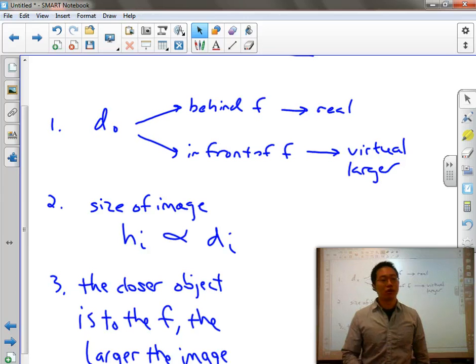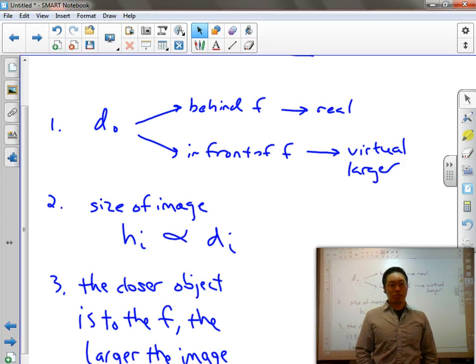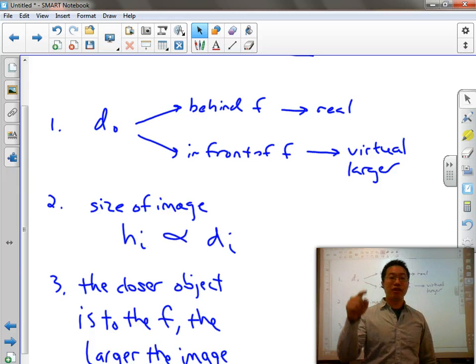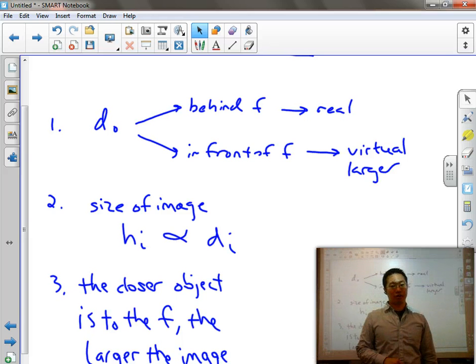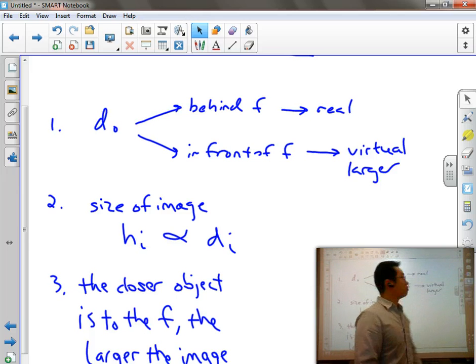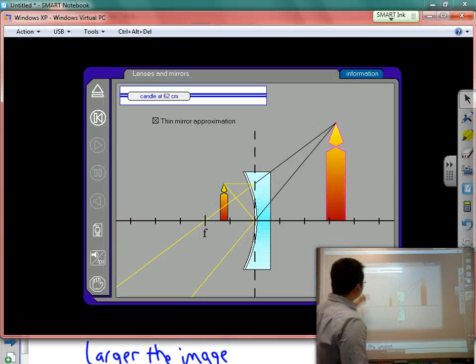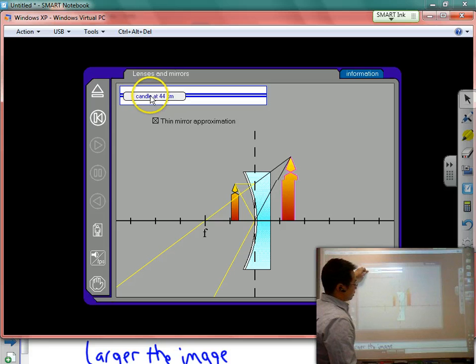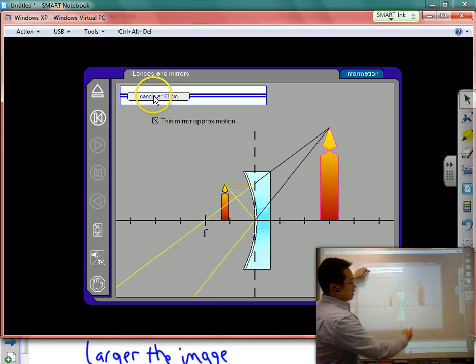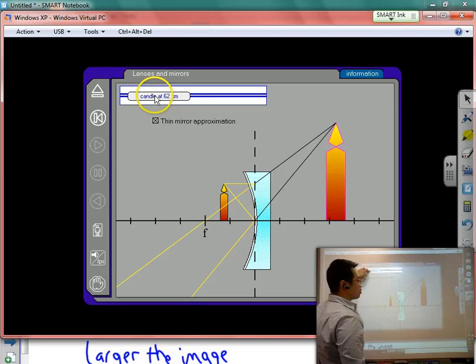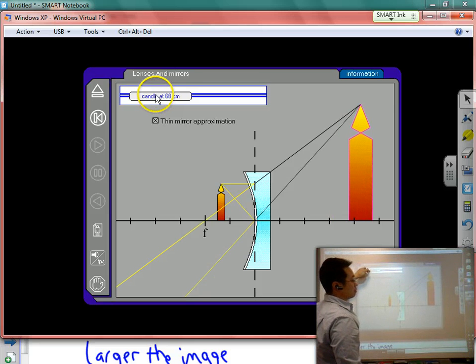Rule number 2, the size of the image, which I'm going to say HI, height of the image, okay, is directly proportional to the distance of the image from the mirror. Meaning that if you have a larger image, it's literally farther away from the mirror. Whether this is real or virtual, this both holds true. So we can see over here, okay, as the virtual image is getting larger and larger and larger, it's getting further and further and further away.